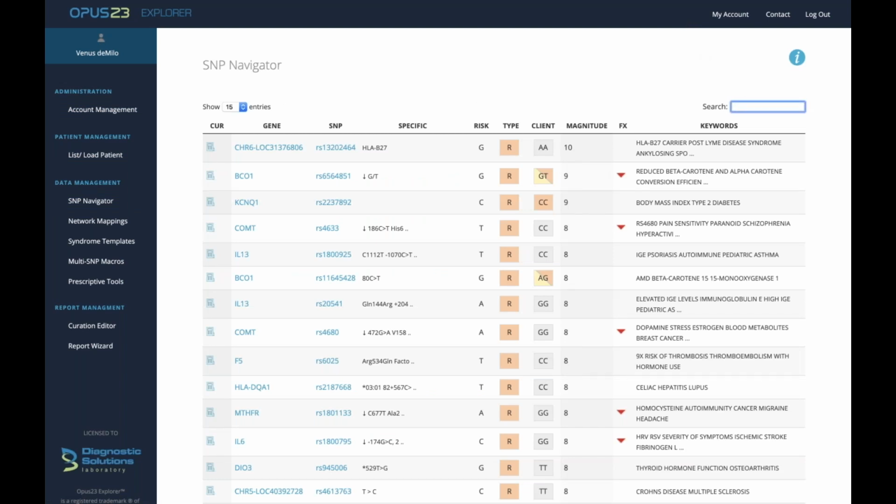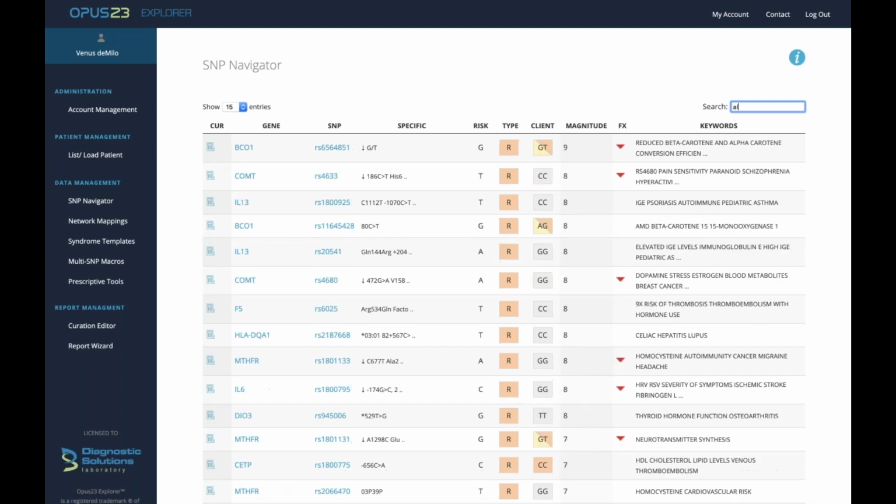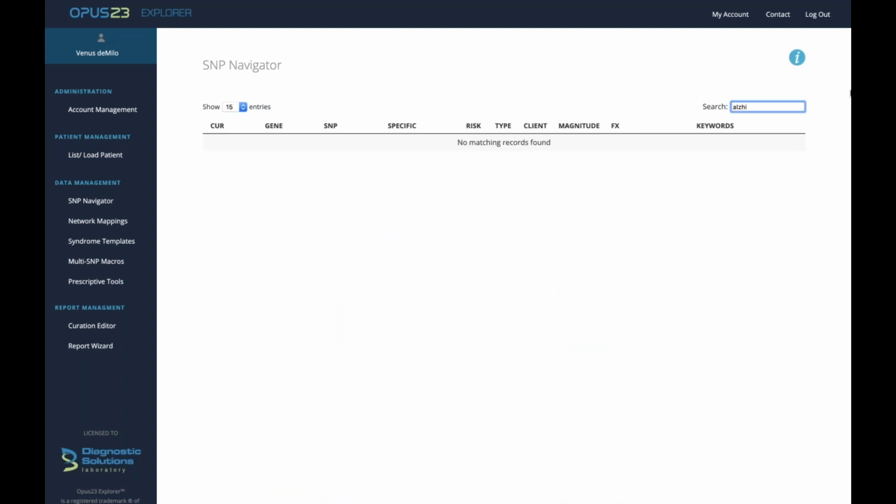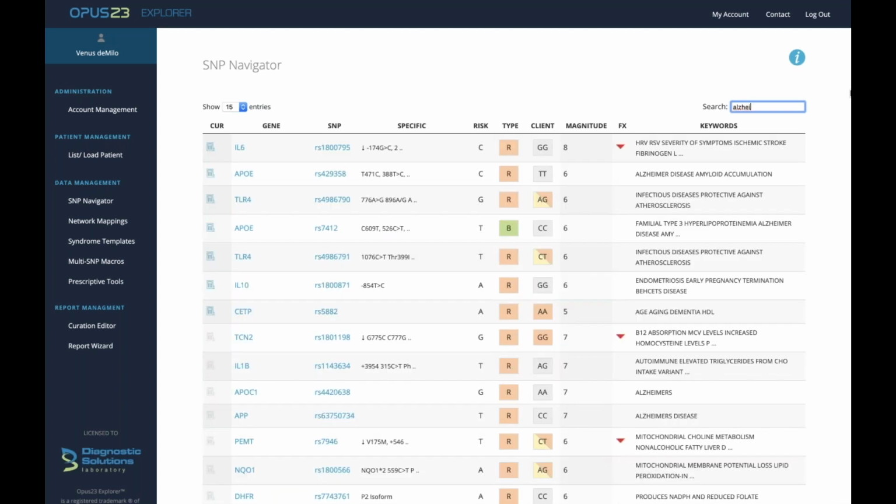Great. So on the SNP Navigator, I will typically use this as the search engine for the whole program. If I want to find something that I'm not really sure where to look, but I know I want to deal with Alzheimer's, then I'll type in Alzheimer's, and it'll bring up everything that's involved with Alzheimer's disease. It'll find everything for you, and then you decide how you want to utilize it.